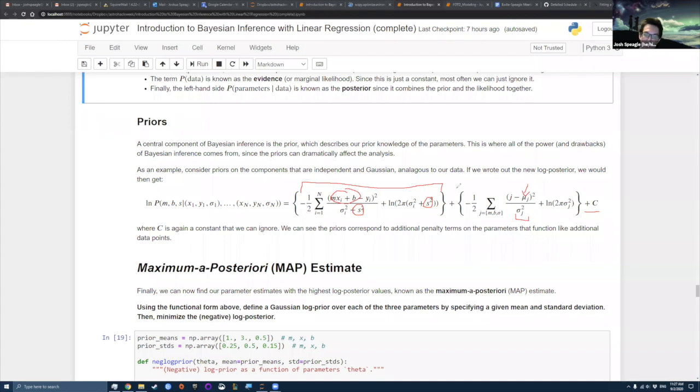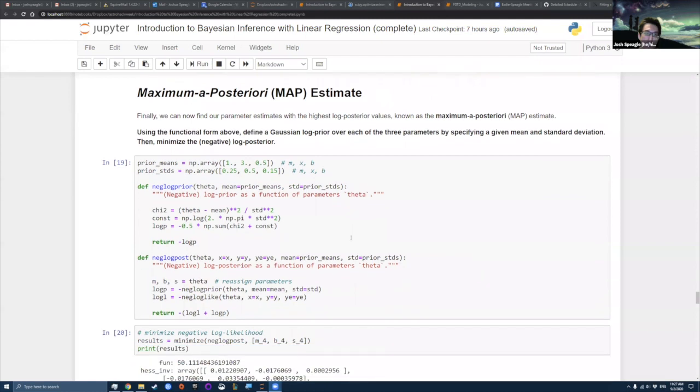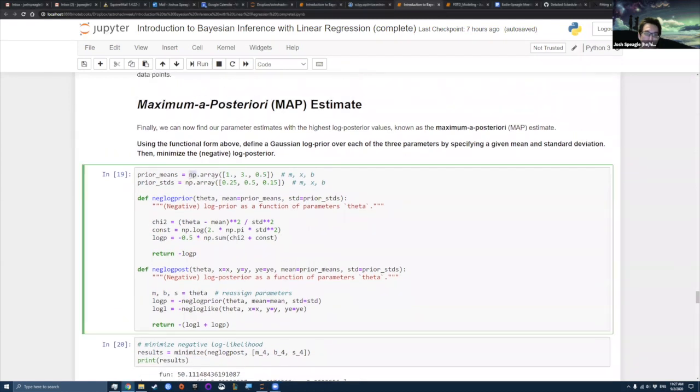So this form here, this is the prior. And this will change depending on what sort of functional form that we pick. In this case, I'm assuming that the priors on all these parameters are going to be Gaussian. And so that's what I do below: I introduce these additional prior terms.